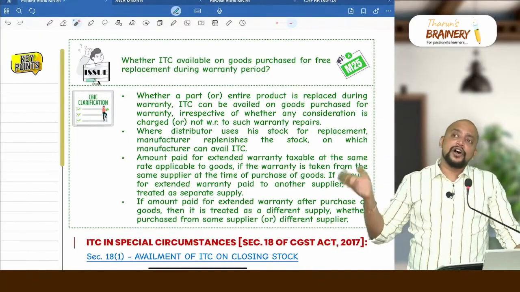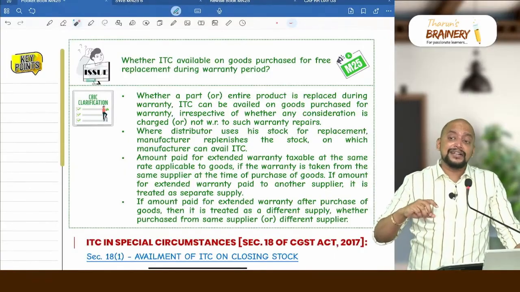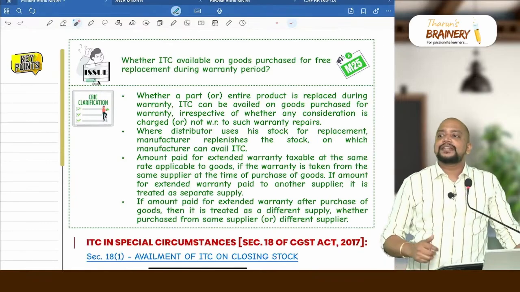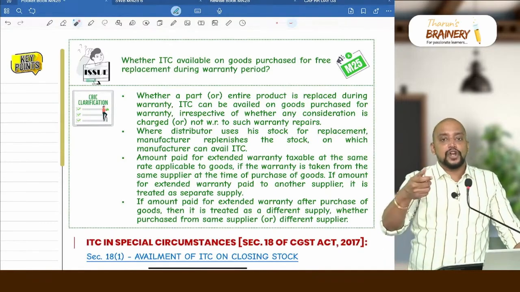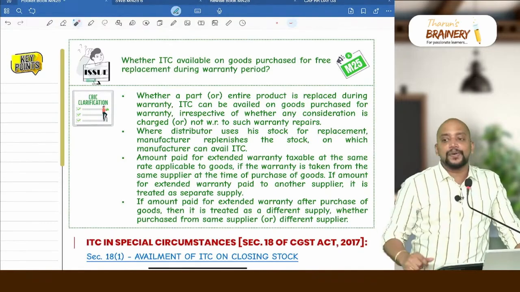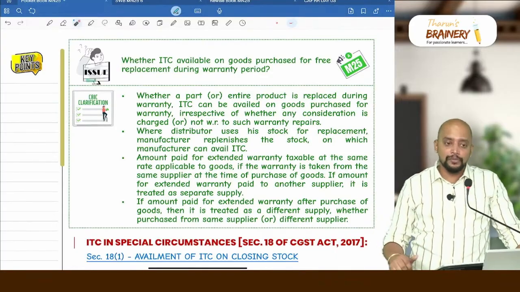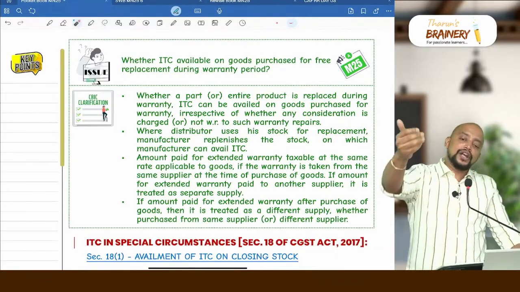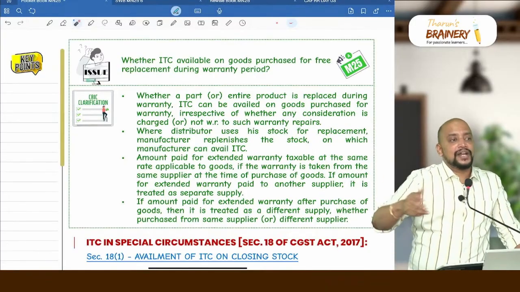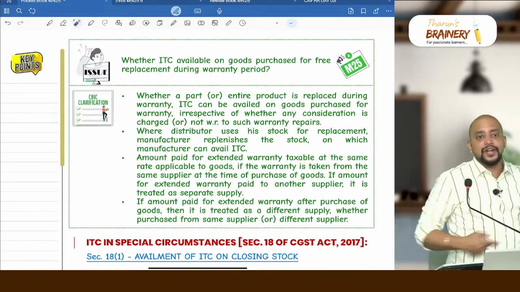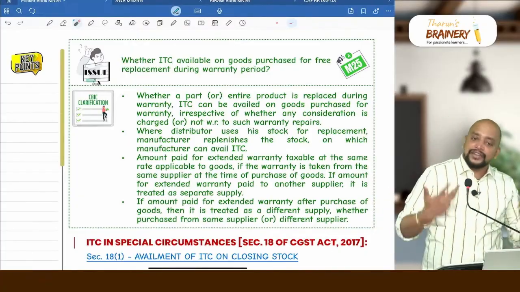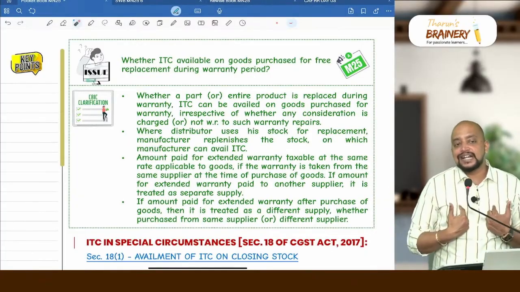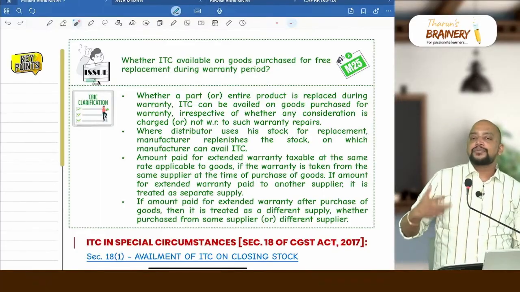Then instead of purchasing the part, what if the entire product is replaced? Say for example, I am an electronic shop and you purchased one rechargeable torch, and it was working properly in my shop, and you took it to your home and kept it for charge, and thereafter it is not working. So again you will come to my shop and get another one as a replacement. Now that replacement one also I am buying, can I take ITC on that? Yes. Whether it is a part or the entire product, I can definitely take ITC with respect to that. And I am giving it to you.